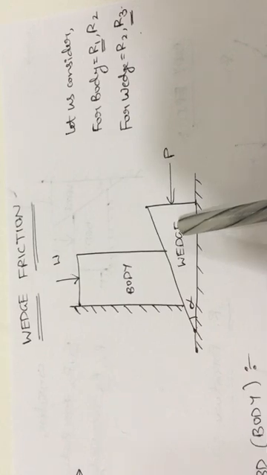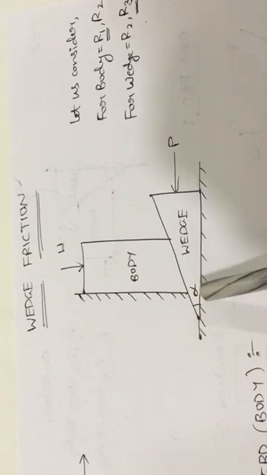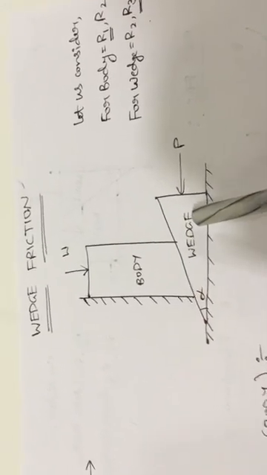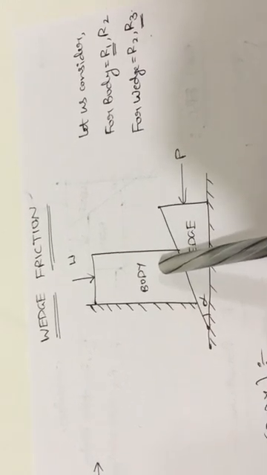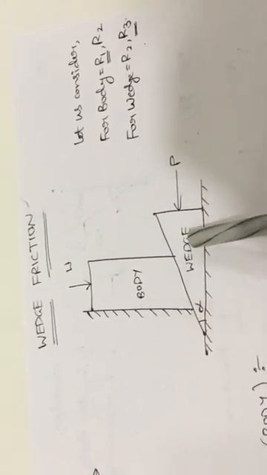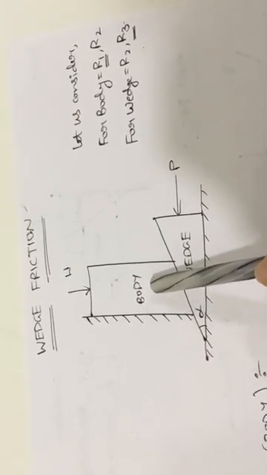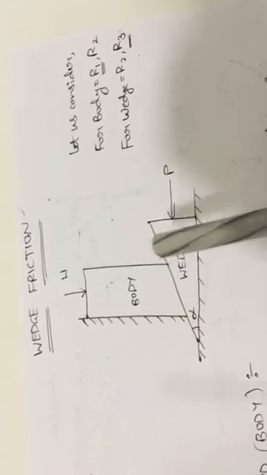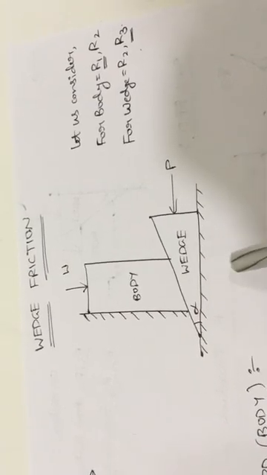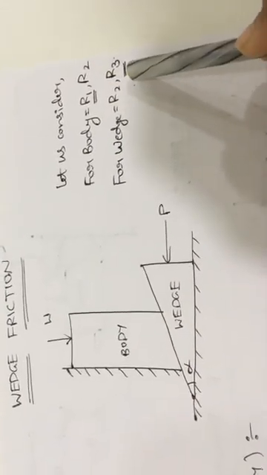Now everyone observe the wedge. How many supports are there for the wedge? Here one support is there, and when you draw the free body diagram for the wedge individually, the body is also considered as one of the supports. So the body is the second support for the wedge. From these two supports you get two reaction forces. The reaction from this support is R3, and from the body support the reaction is R2. So for the wedge, the reactions are R2 and R3.